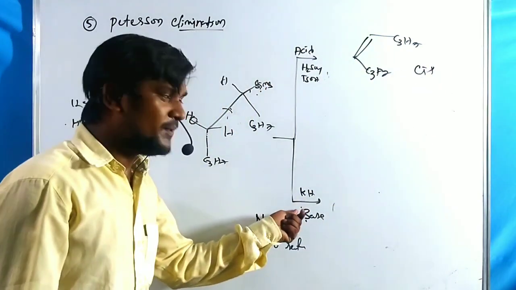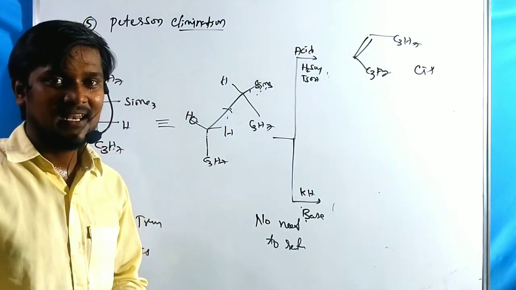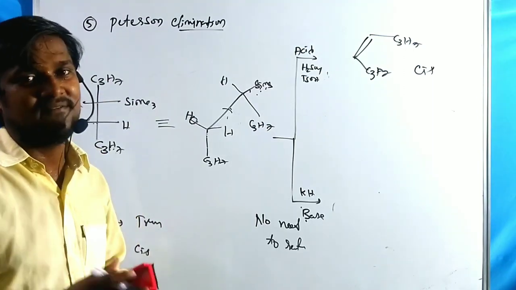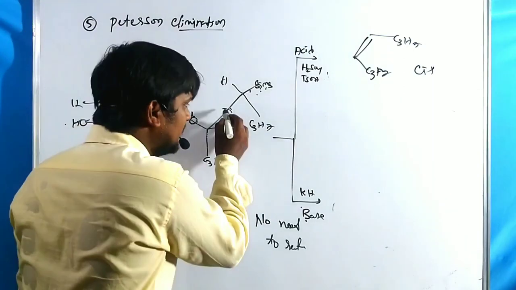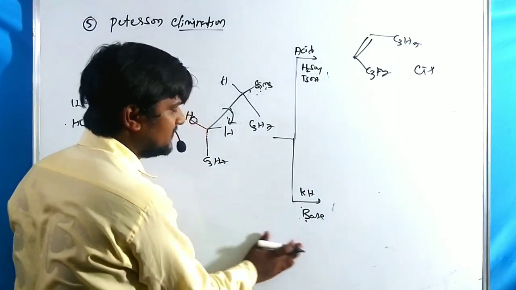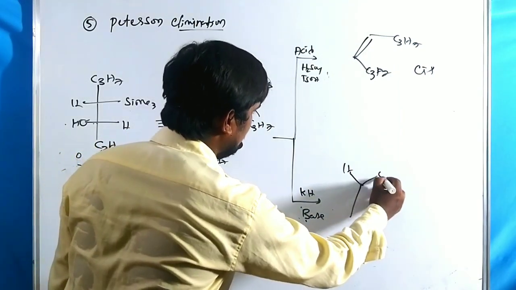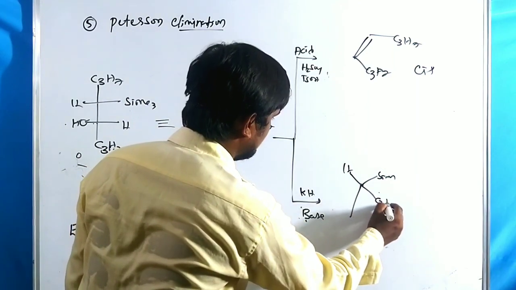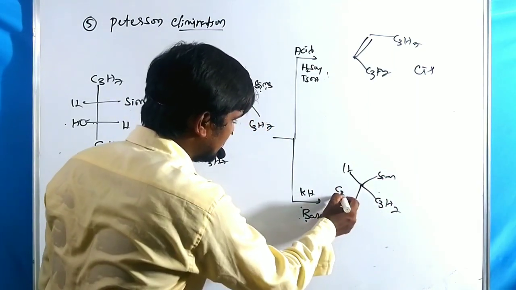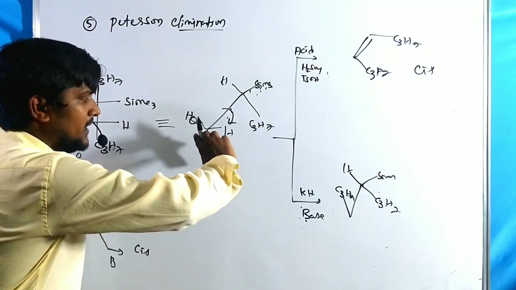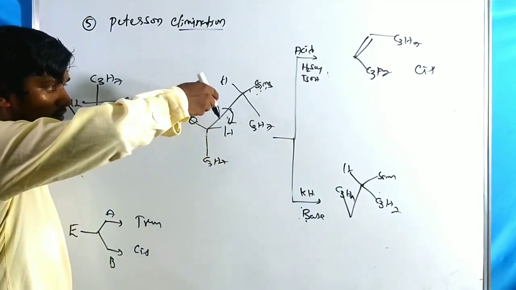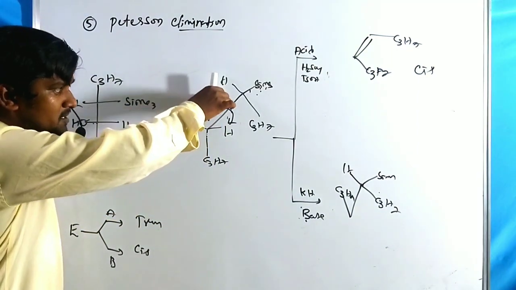Now in the case of basic medium, it requires a syn-periplanar environment in the intermediate. That's why C-C bond rotation takes place here. The top group stays the same, C3H7, but the bottom group shifts like this, C3H7. Whenever there is a 180 degree rotation, the C3H7 group is present over there.